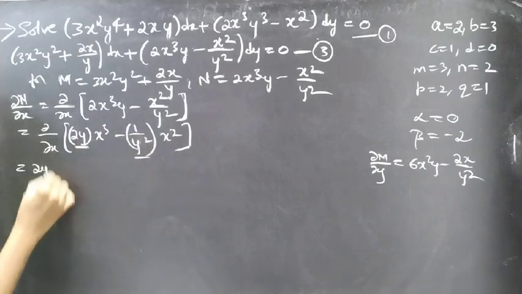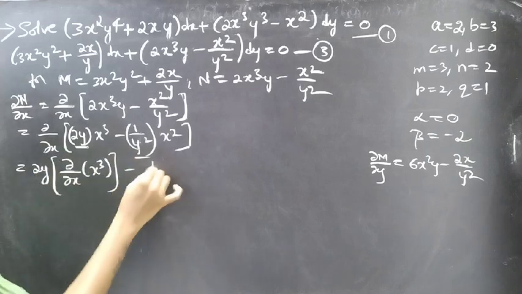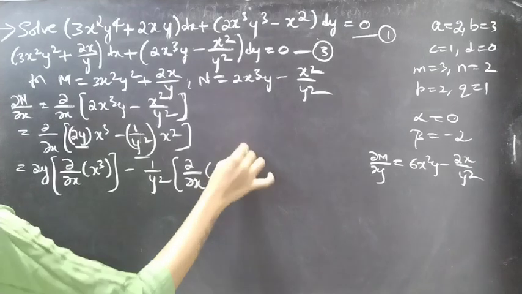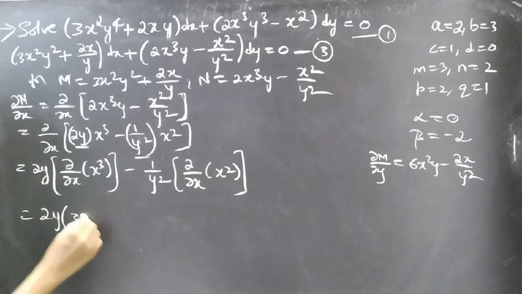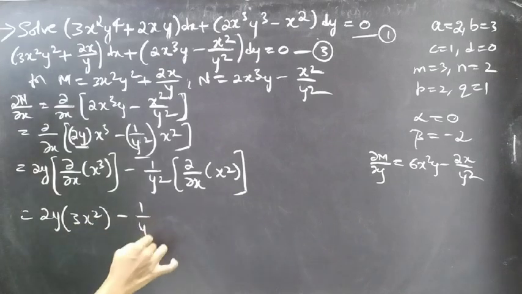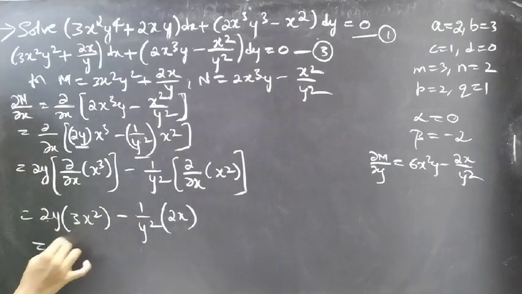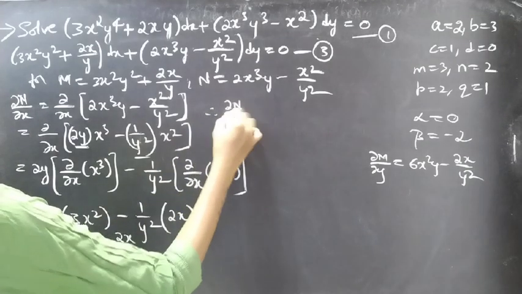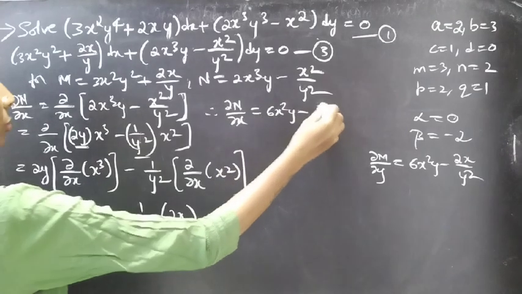So we can write this as 2y into partial derivative of x cube with respect to x, minus 1 by y square into partial derivative of x square with respect to x. This gives us 2y into 3x square, minus 1 by y square into 2x, which gives us 6x square y minus 2x by y square. Therefore, partial derivative of N with respect to x is 6x square y minus 2x by y square.